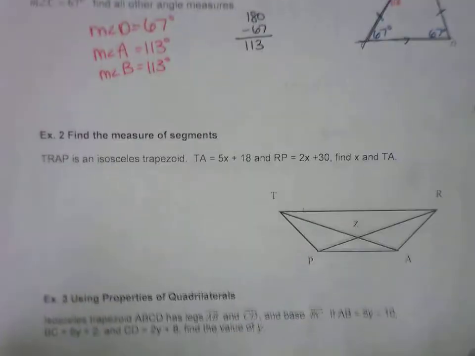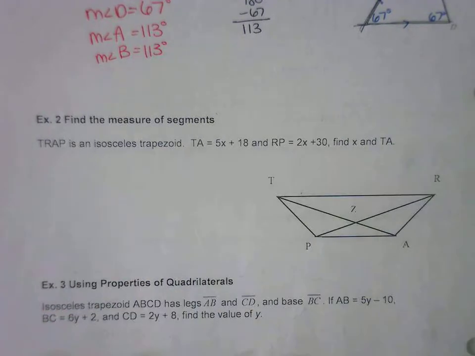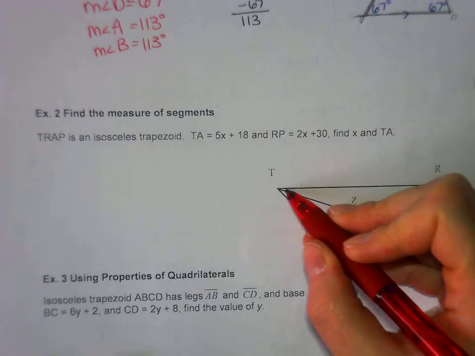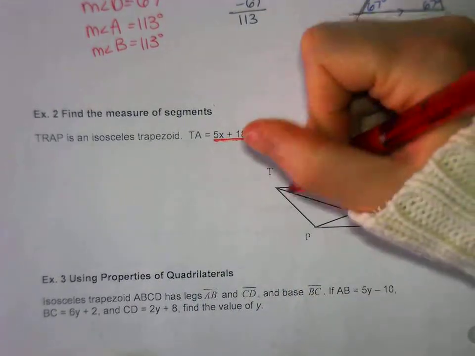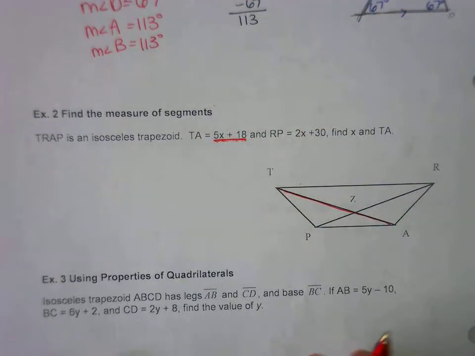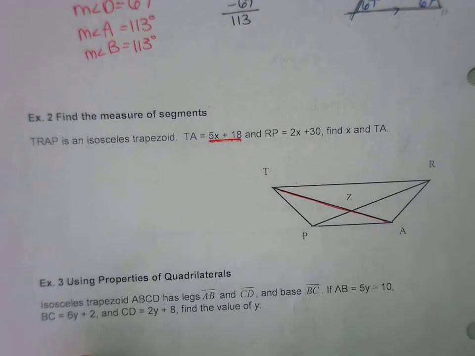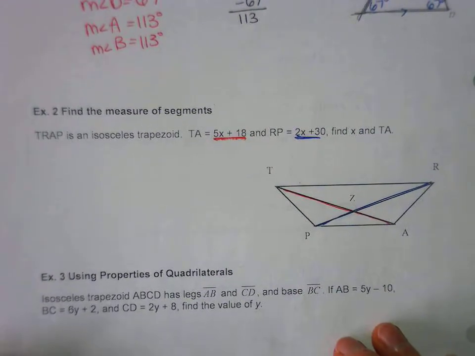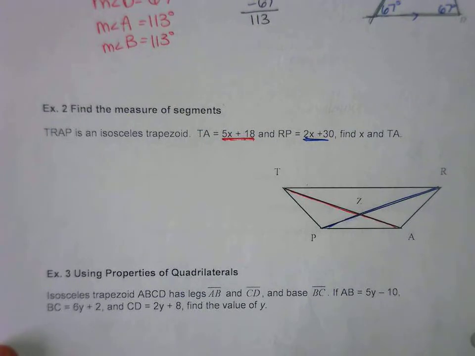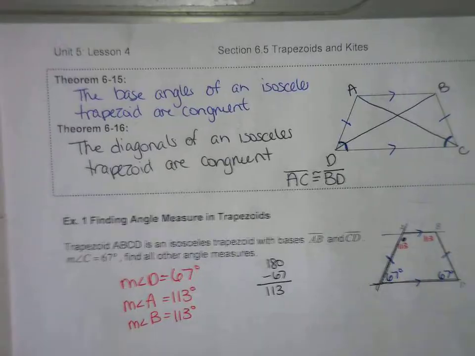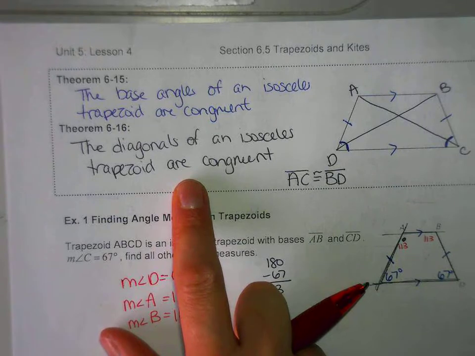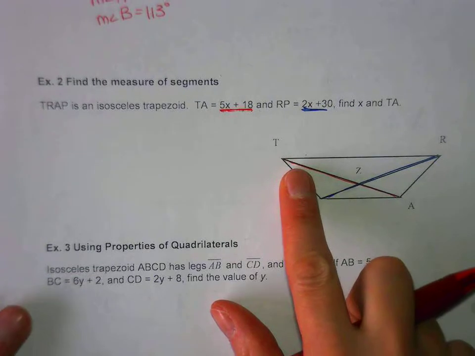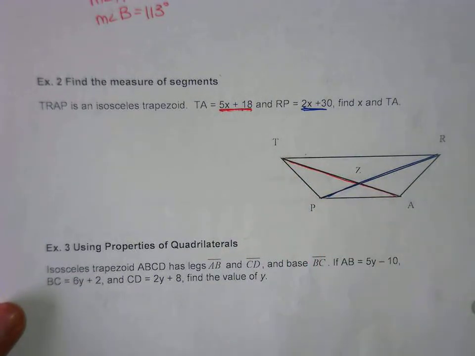So example 2. TRAP is an isosceles trapezoid. TA, so the diagonal from T to A, is 5x plus 18. And then RP, which is my other diagonal, right here, that is 2x plus 30. We want to find x and the length of TA. Well, since I know this is an isosceles trapezoid, Theorem 616 tells me the diagonals are congruent. If I'm looking at the diagonal TA and the diagonal RP, they are congruent.